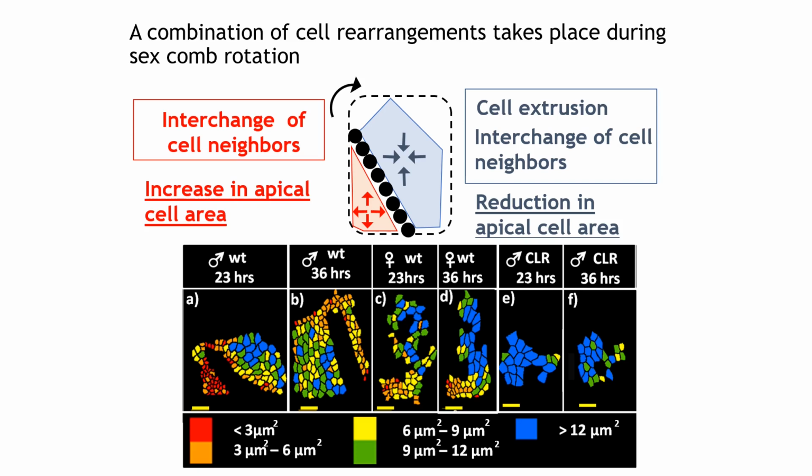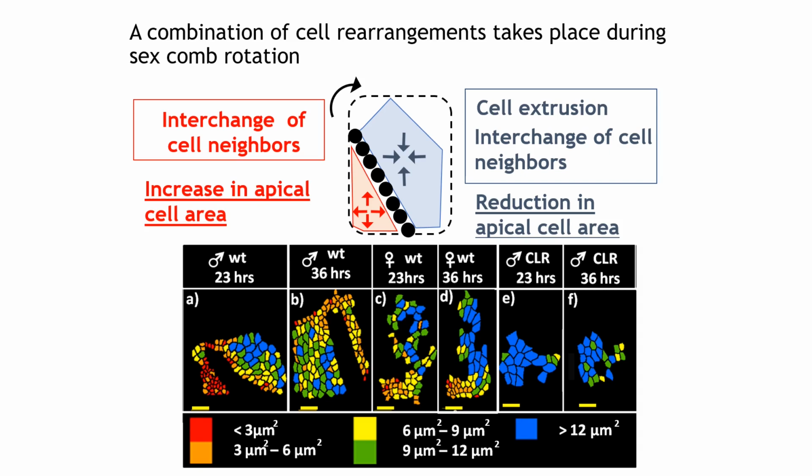What we did here is make a heat map of the changes in apical cell area. Here you can see three specific regions of the leg: the male wild type that displays the comb rotation, the female wild type that lacks a sex comb, and this control leg region. And we tried to see what happened with the changes in apical cell area during the rotation.